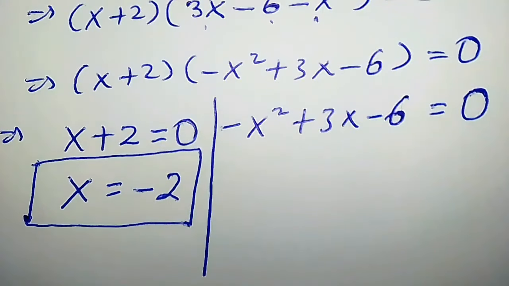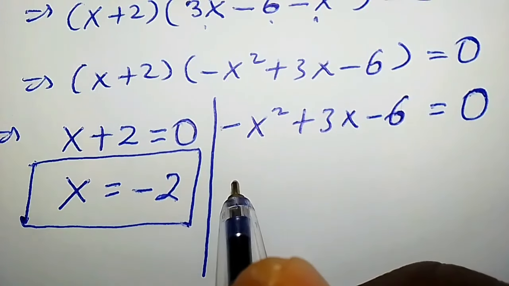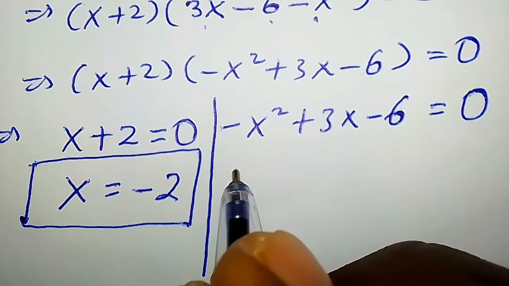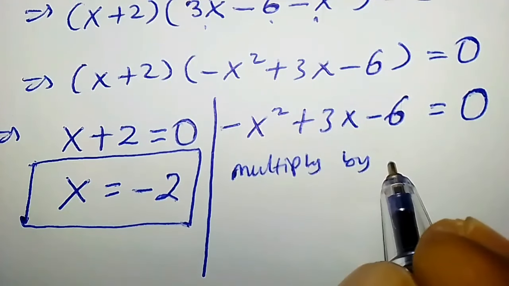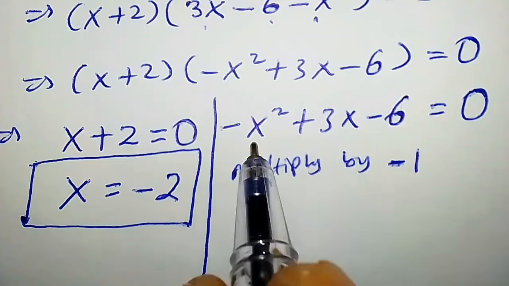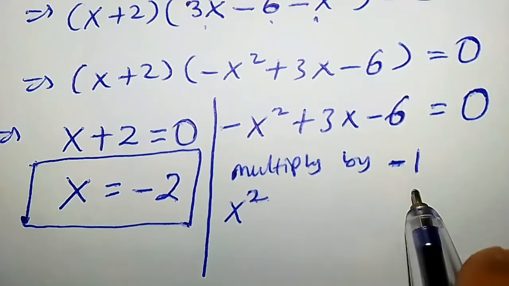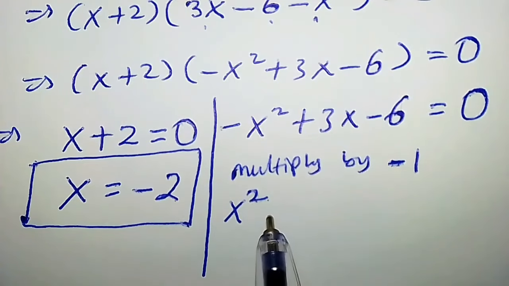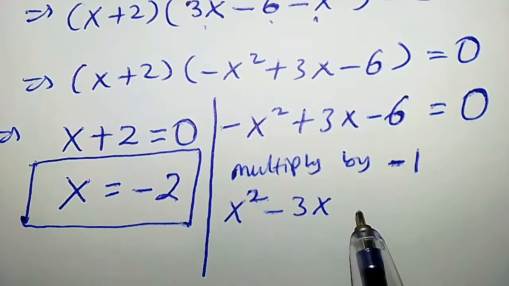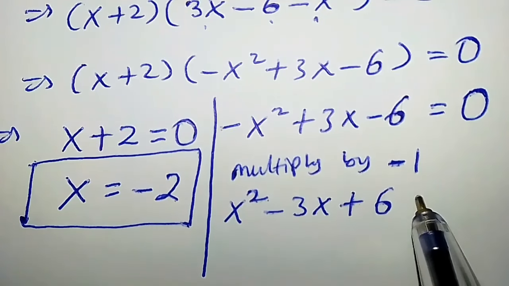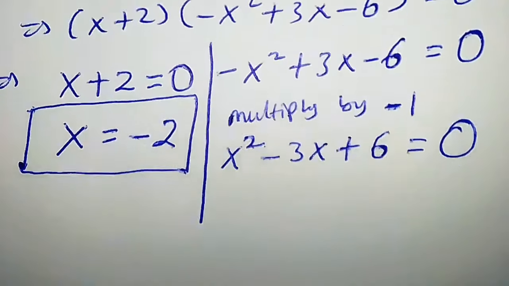Now, let us quickly solve this quadratic equation. To make it easier, let's multiply by minus 1. Minus 1 times minus x squared, that is x squared. Minus 1 times 3x, that is minus 3x. Minus 1 times minus 6, that is plus 6, equal to minus 1 times 0, that is just 0.